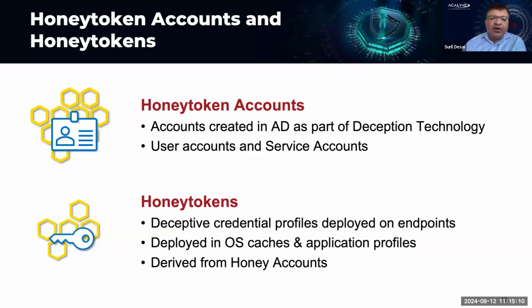Corresponding to the honey token accounts added to the Active Directory, there are credentials that are deployed on endpoints. These endpoints could be workstations, they could be servers, and these honey tokens are deceptive credentials that are deployed into multiple caches on these endpoints, credential caches in the operating system, in application profiles. An example of a honey token would be a Windows endpoint having LSASS memory. You can put deceptive credentials in the cache. And now if the attacker brings in Mimikatz, which Kenny brought up earlier, you will be able to detect immediately at that point itself.